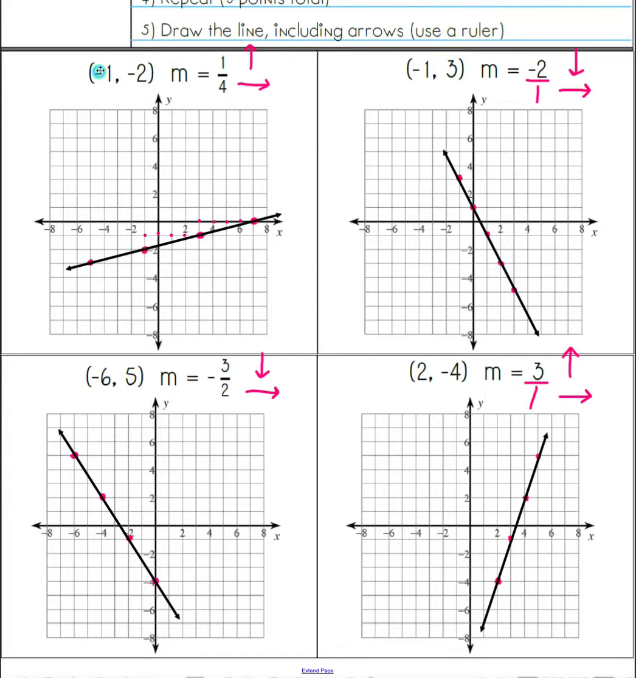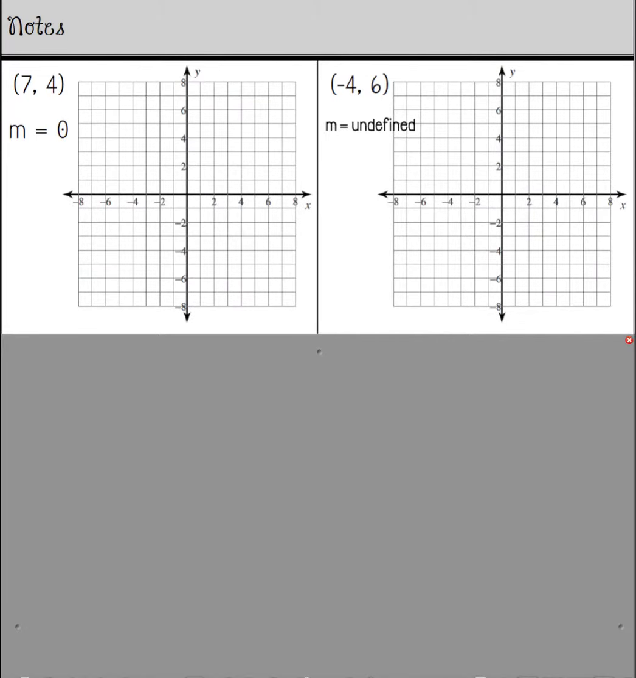We're going to do 2 more together on the back side of your notes page, and then I'm going to leave the last few for you to do on your own. So if we were given the point 7, 4, I'm going to plot that point, so to the right 7 and up 4. And it tells me that my slope is 0. So a slope of 0 means that we just have a horizontal line.